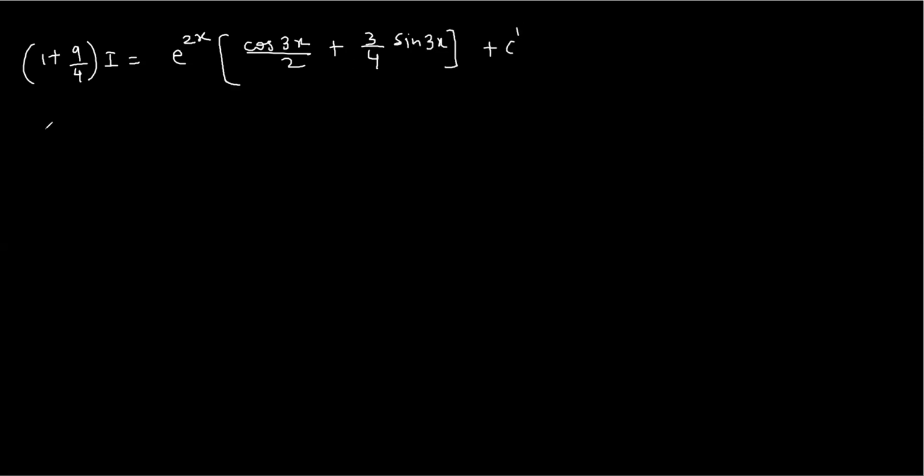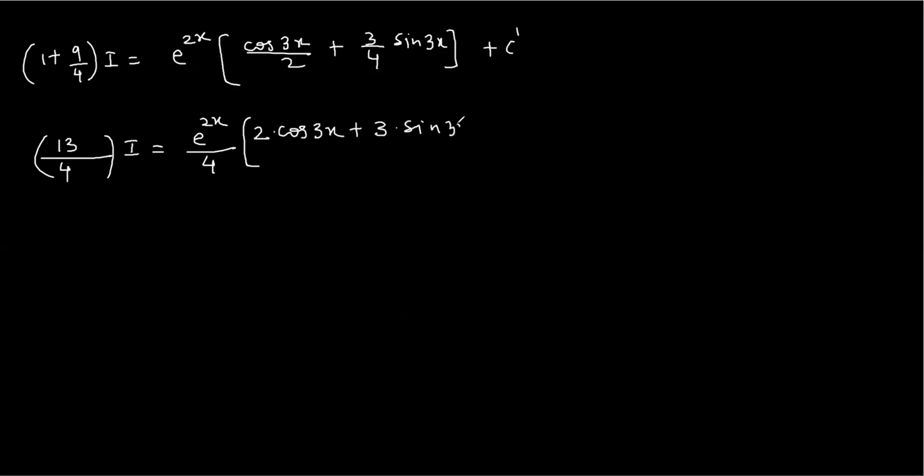Now here the LCM is 4, and I get 4 plus 9, that is 13. I get 13 upon 4 times I, and on this side e raised to 2x. I take 1 upon 4 common here, so I get 2 multiplied in the numerator: 2 times cos 3x plus 3 times sine 3x, plus c dash. Now this 4 cancels this 4.